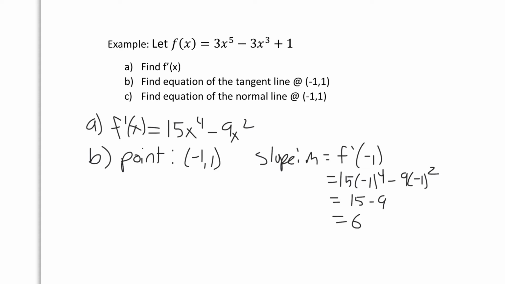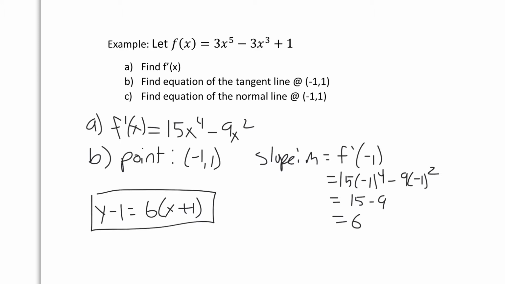So we go ahead and do our formula. y minus y1 equals m times x minus x1. And you can put minus minus makes a plus. So there is your tangent line. Now for part C, we have this new word, normal. What is a normal line?